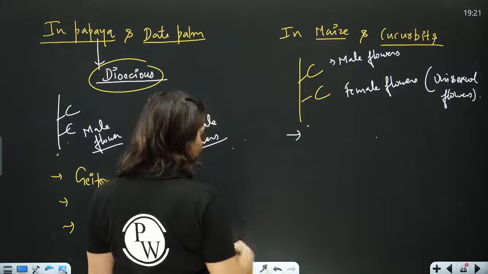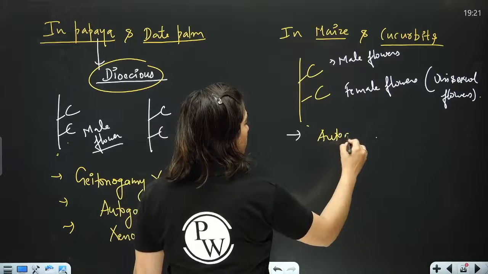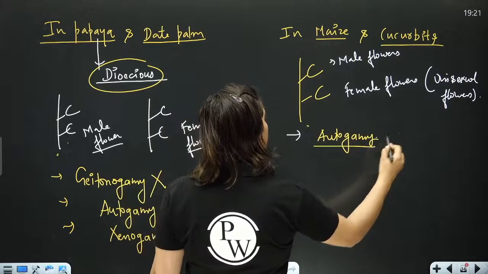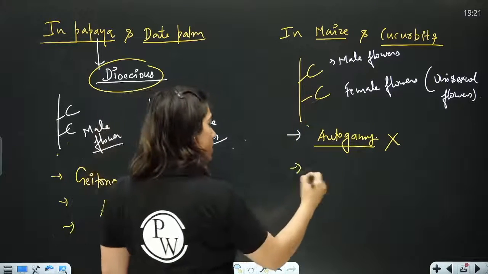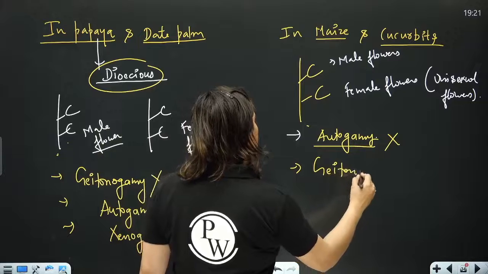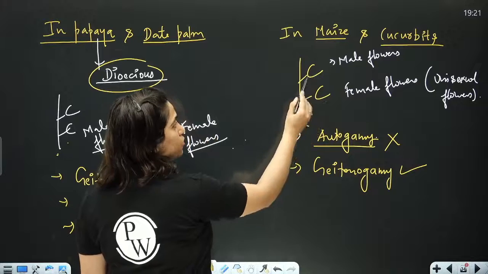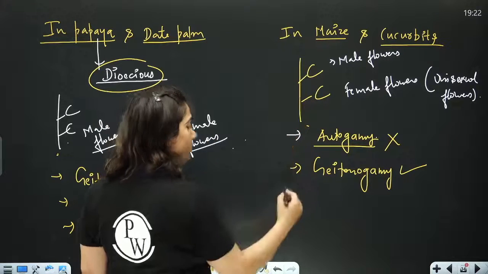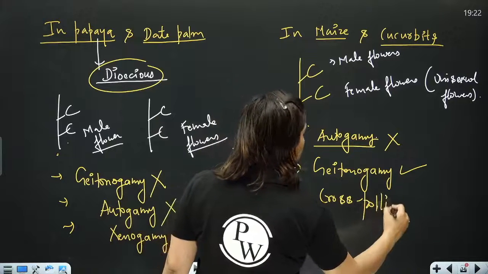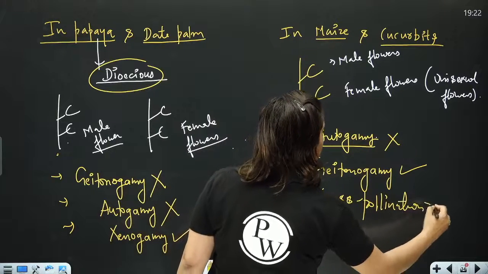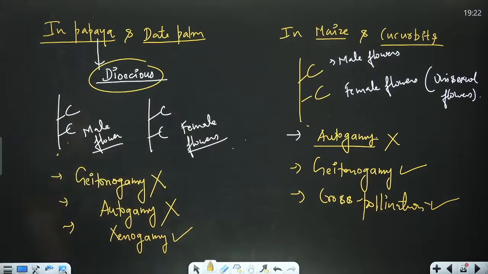So apply your mind and tell me, will autogamy occur or not? Obviously not, because autogamy happens only in bisexual flowers, but they have unisexual flowers. Will geitonogamy happen or not? Obviously it will happen, because they have male and female flowers both, so it will happen between the different flowers of the same plant. Cross pollination, yes, obviously there will be room for cross pollination also. Okay, so these are some famous questions which come from this part, from pollination.